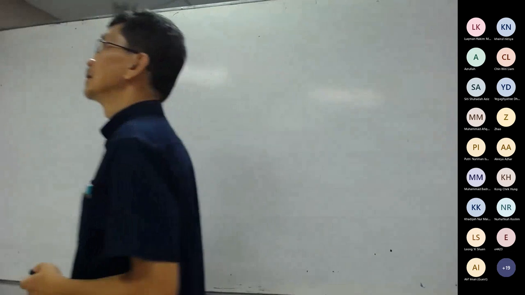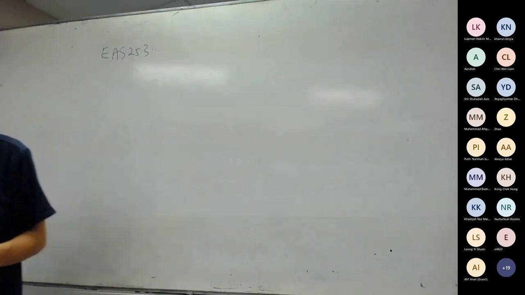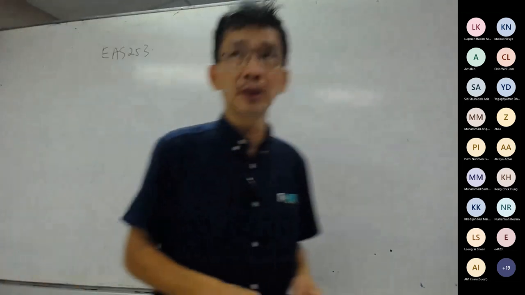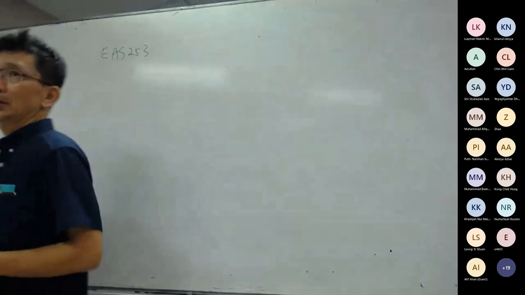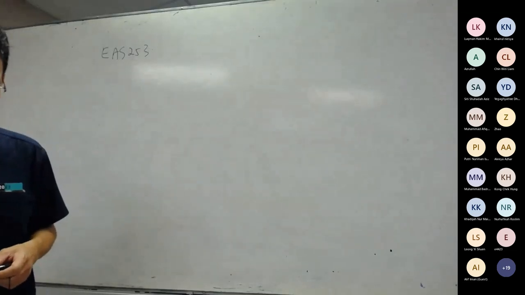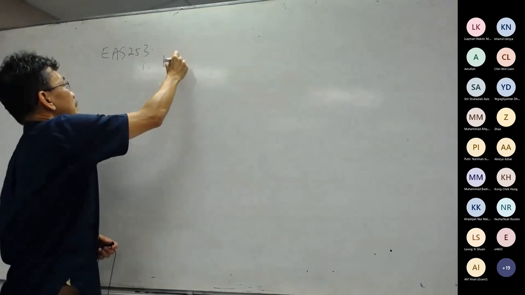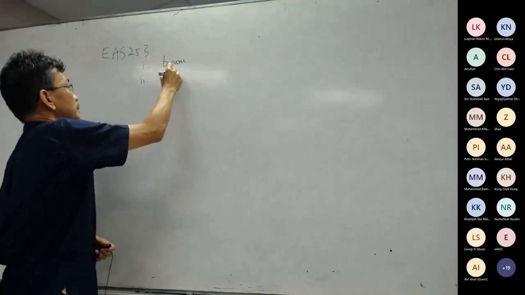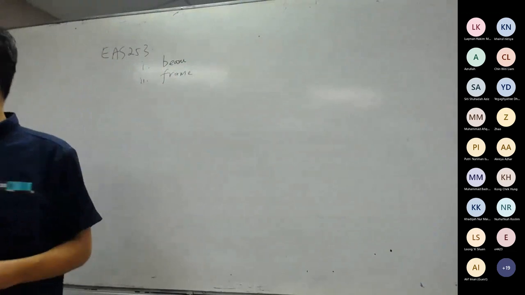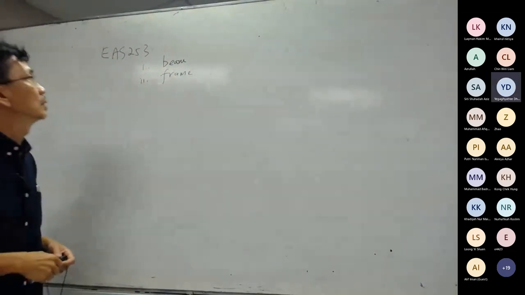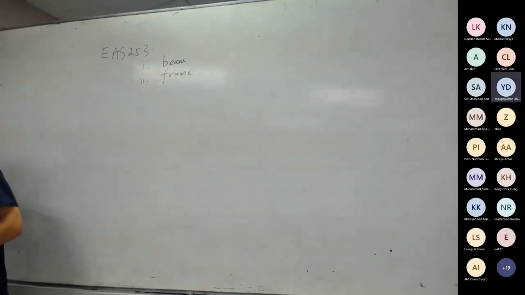Now, for the exam, you have 3 hours, and you have part A and part B to answer. In part A, there are some compulsory questions, and in part B, you can choose. For my part, I have 2 questions. One is on a beam, and the other one is on a frame. Beam and frame are the parts that I cover. So these are the things that I will go through with you today. What are the important things?